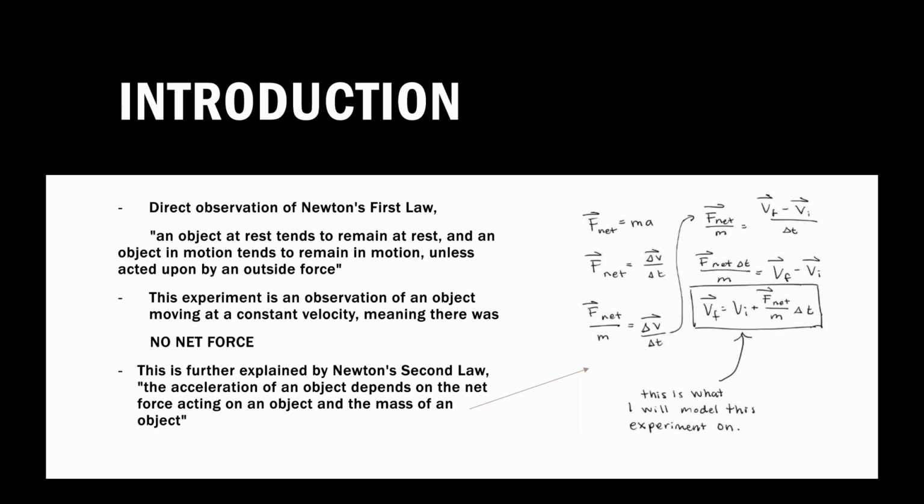No net force means a constant velocity, and this is further explained with the velocity update formula derived from Newton's second law, which states that the acceleration of an object depends on the net force acting on the object and the mass of the object. If this net force is 0, the final velocity is equal to the initial velocity, and so there is no change in velocity.